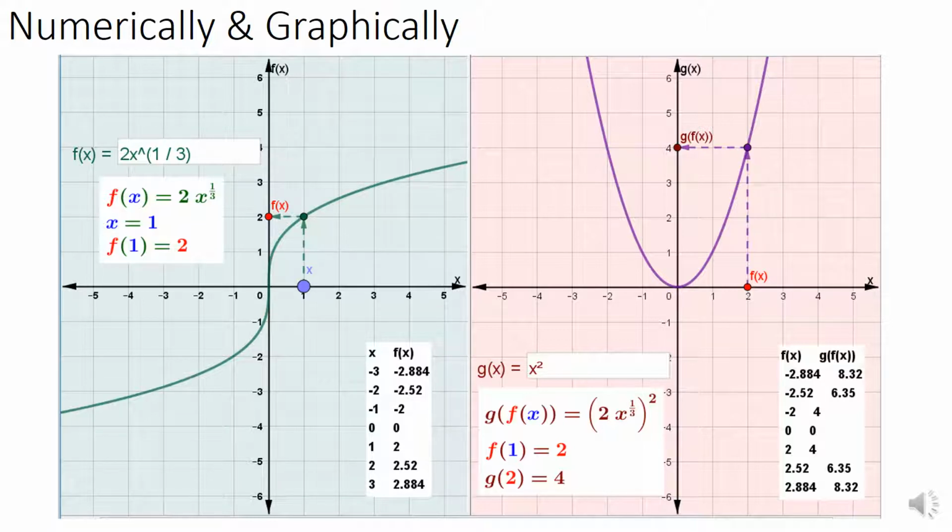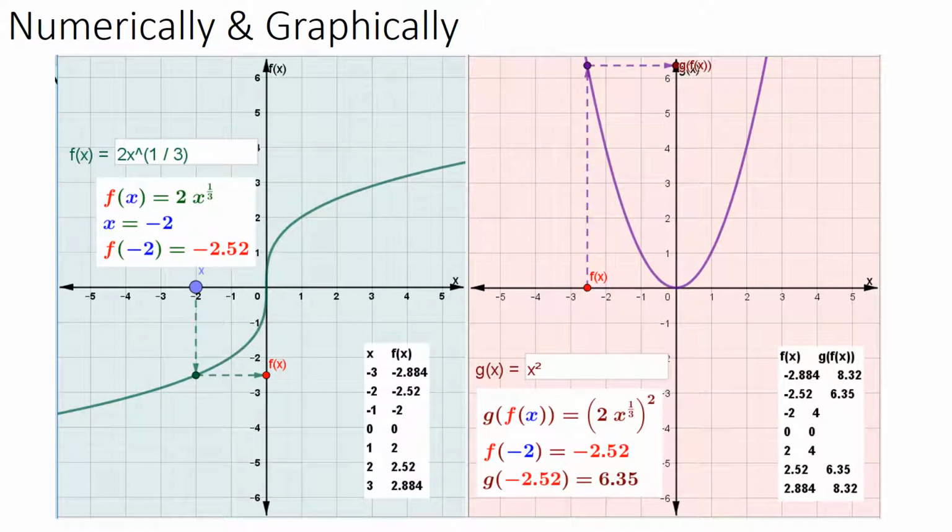Down in the lower right corner of the g graph, we have a table of f of x and g of f of x. So f of x is our input, and g of f of x is our output. f of x is 2 in this case because x was 1 and f of 1 was 2. So f of 1 is 2. We go down the table a little bit to f of x equals 2. We see that our output is 4, and we can see that on the graph.